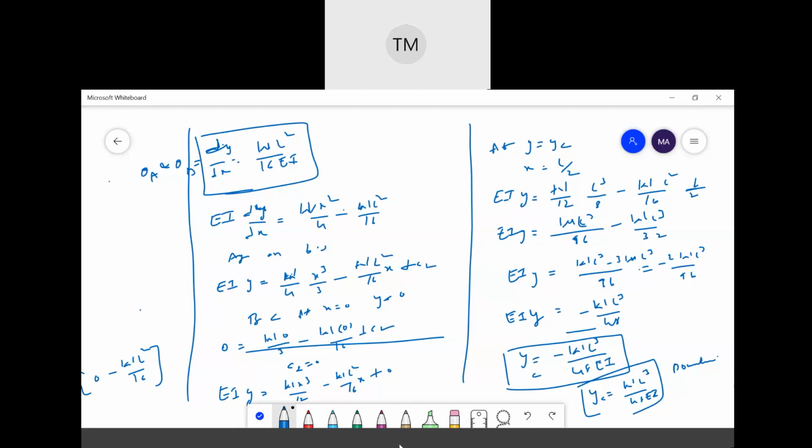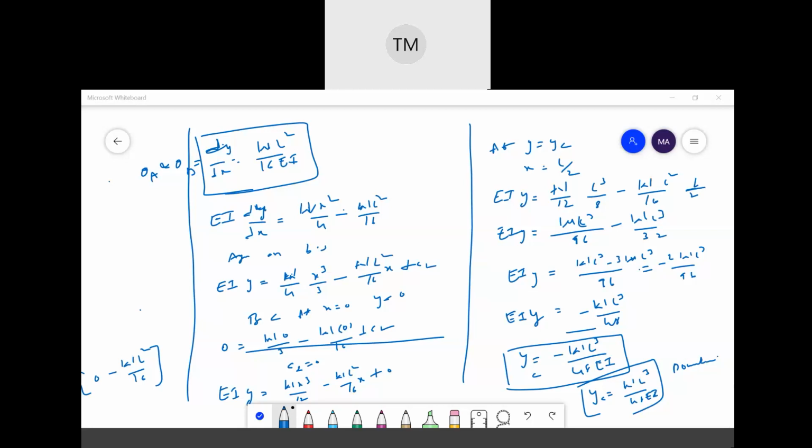Okay. This is one derivation. In the similar manner, you have a derivation for uniformly distributed load. Then you have a derivation for a cantilever beam with a point load, and a cantilever beam with a uniformly distributed load. You can refer the problem.